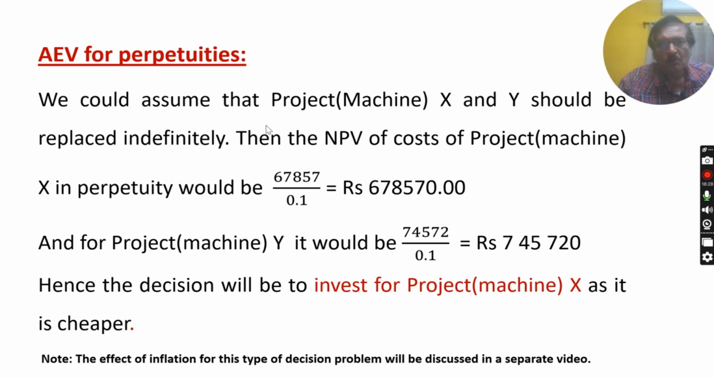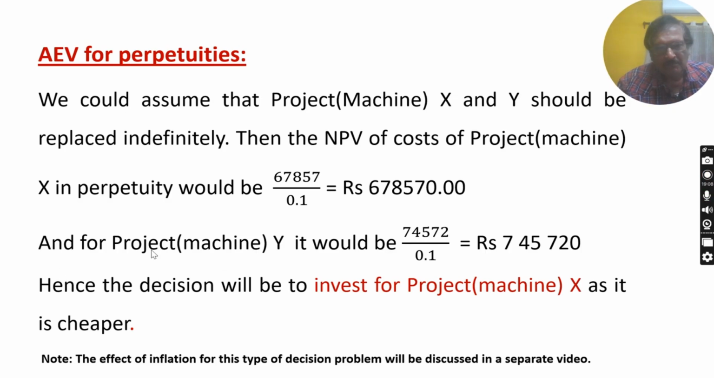The formula we know for perpetuity, the net present value formula, is the cost for every year divided by discount factor. This is the formula. The cost every year for project X is 67,857, which we have just shown, and divided by 0.1. That means for project X, if you run forever, then the total cost involvement will be 6,78,570.